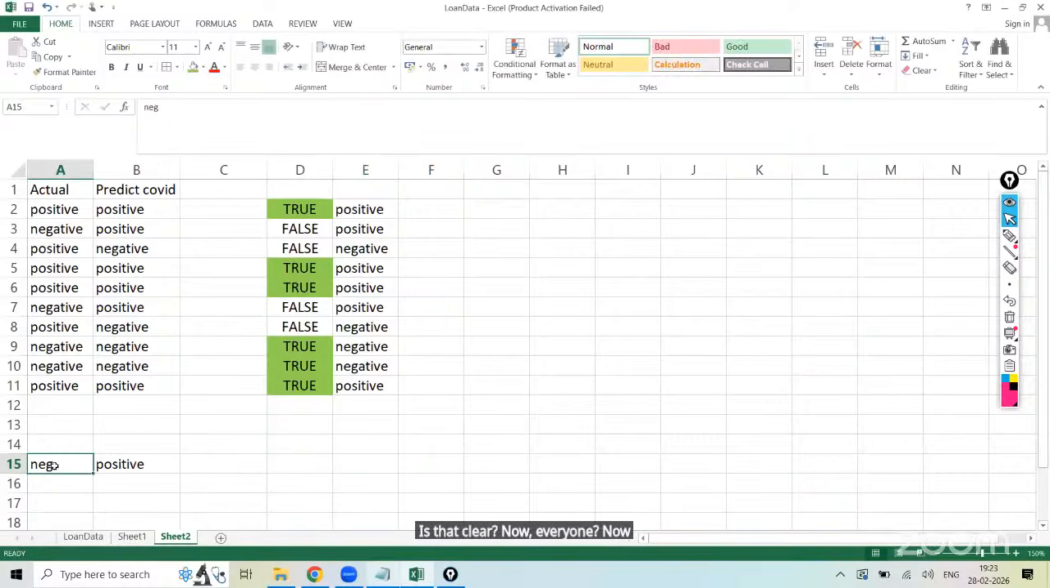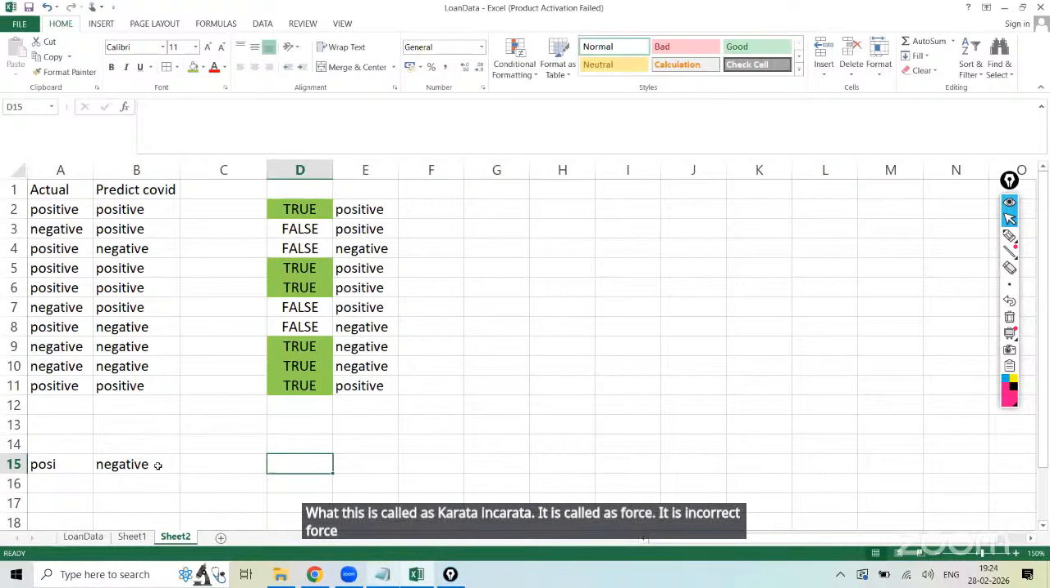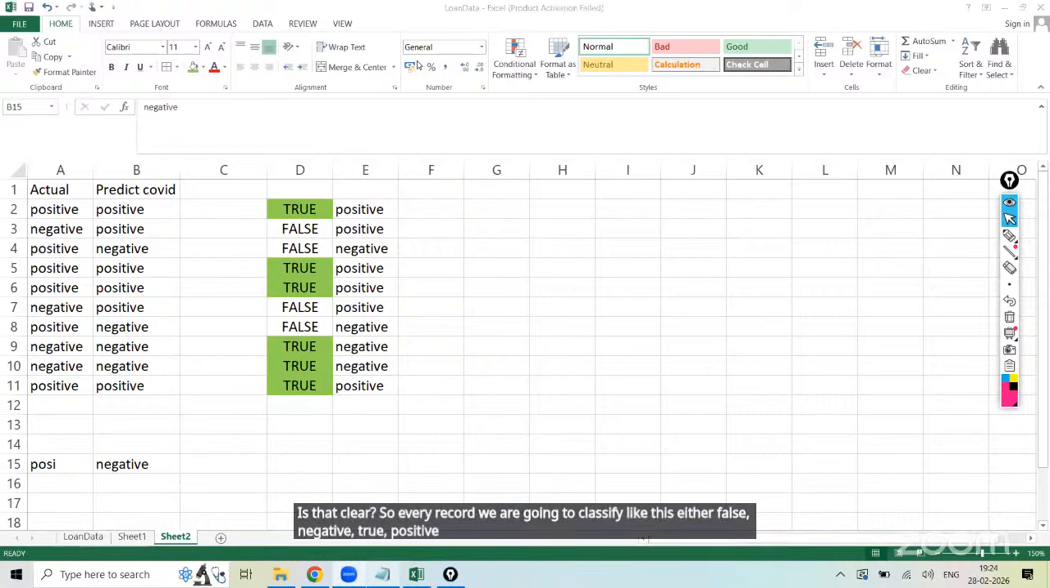Now, for example, original is positive. You predicted negative. What is this called? Correct or incorrect? It is incorrect, so false. What did it predict? Negative. False negative. Is that clear? So every record we are going to classify like this: either false positive, true positive, true negative, or false negative. So in total we have 4.